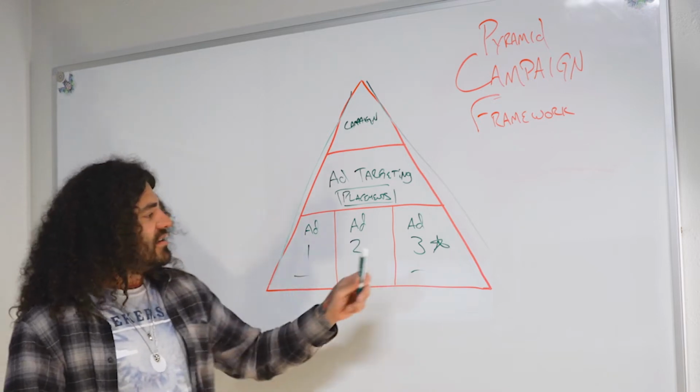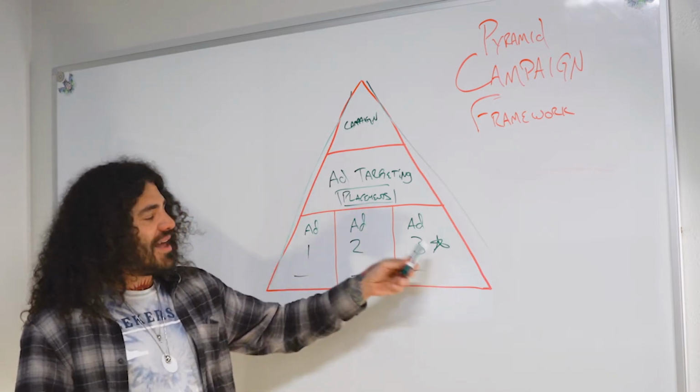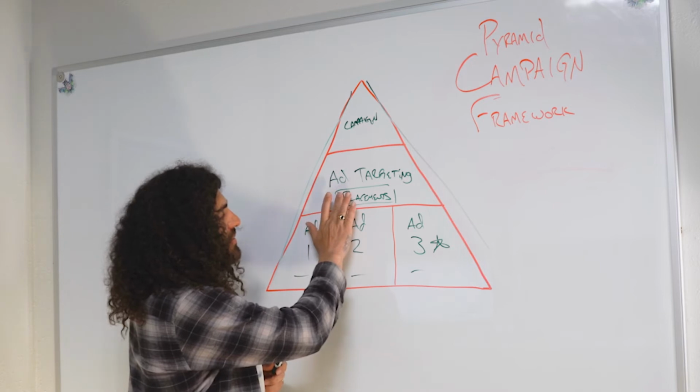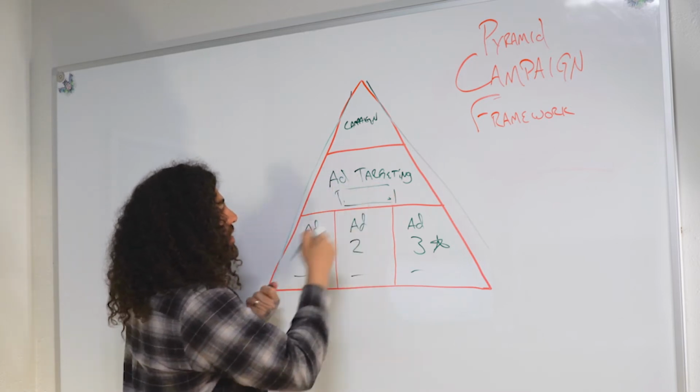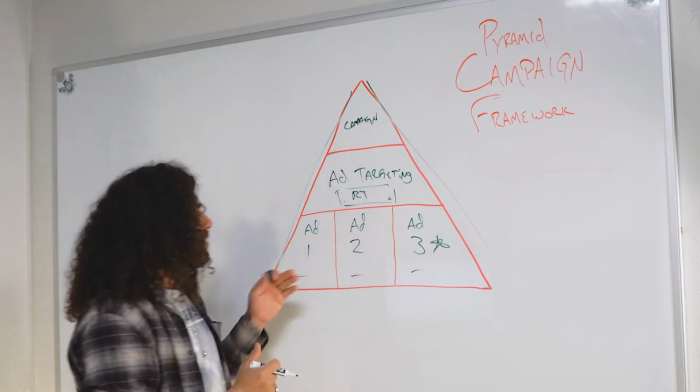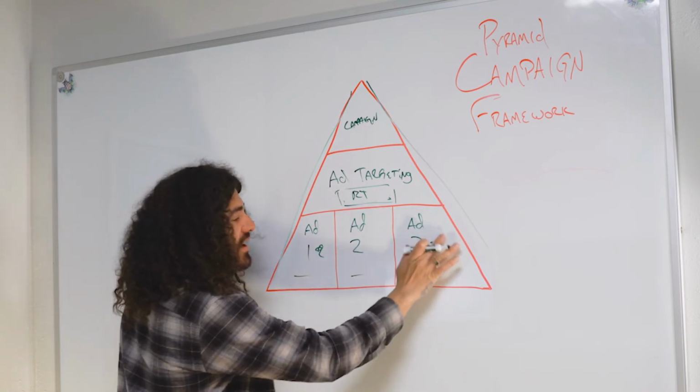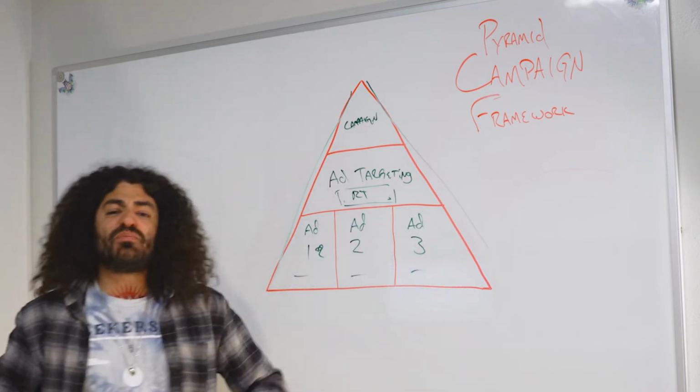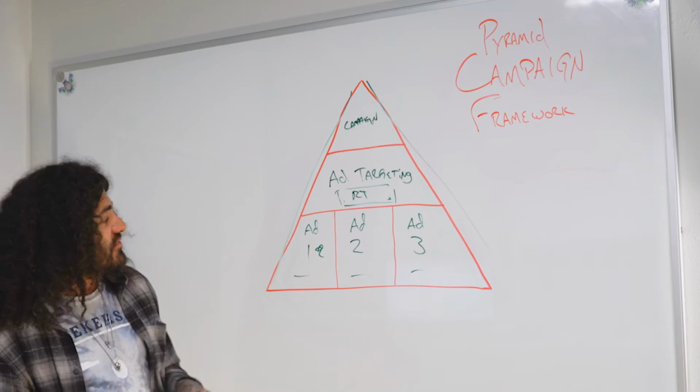Like these 3 ads, placements might convert best with ad 3, whereas maybe interest targeting or retargeting, if I'm doing retargeting ads, those might convert better for ad number 1, right? Maybe that resonates better with the specific audience for retargeting.